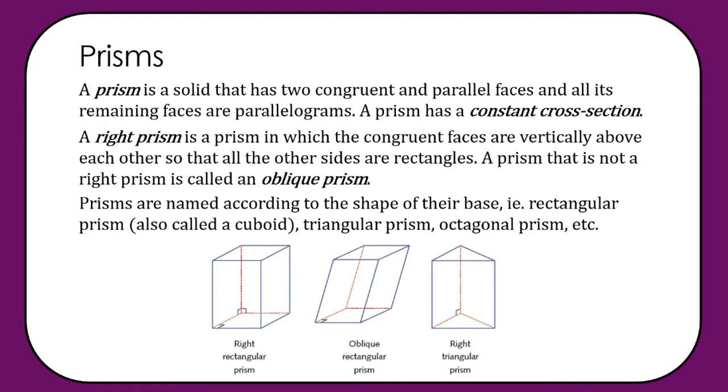So throughout this video, I think I'll refer to the constant cross-section more often, where often we refer to the base of the shape. Similarly, the distance between those two parallel faces that form the ends of the shape, we often refer to as the height, regardless of whether the prism is sitting vertically or lying horizontally. We would often refer to that distance as the height.